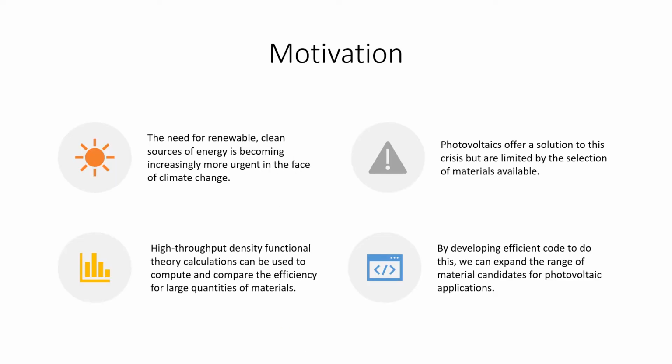In the face of climate change, we need more sources of renewable, clean energy. Solar energy is a promising and powerful option for this. However, it's currently limited by inefficiency, scarcity, and cost, among other factors. We can begin to solve this by performing high-throughput materials characterization to compute the efficiency of different materials and compare them to find the most effective ones. In this project, I learned how to do this through Quantum Espresso and Python code.